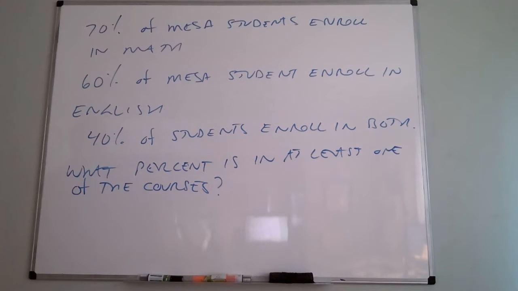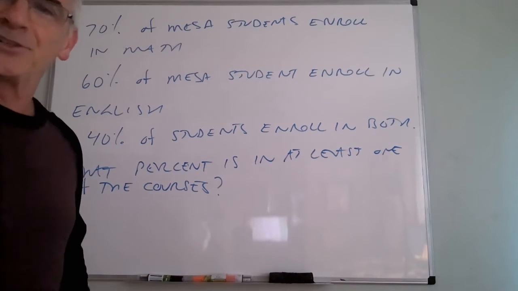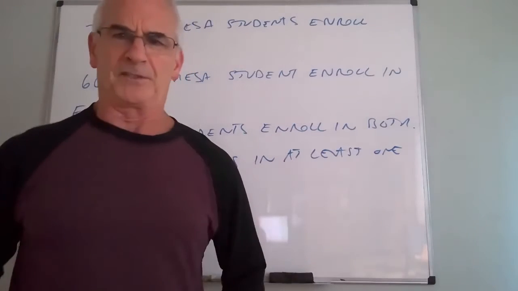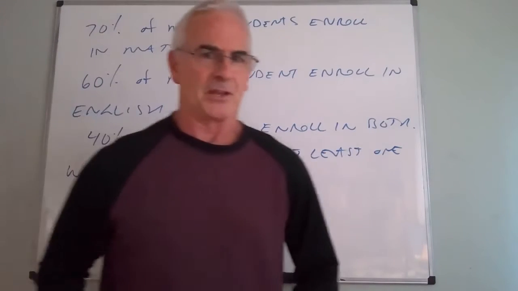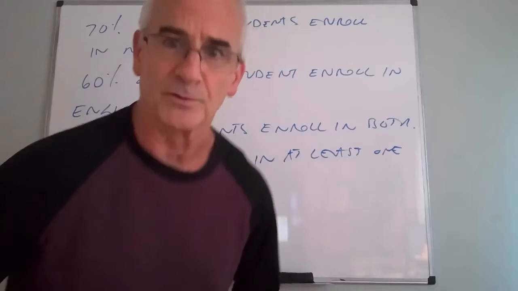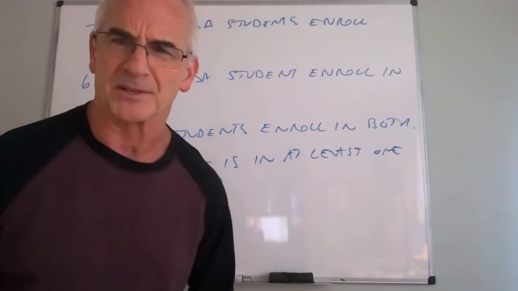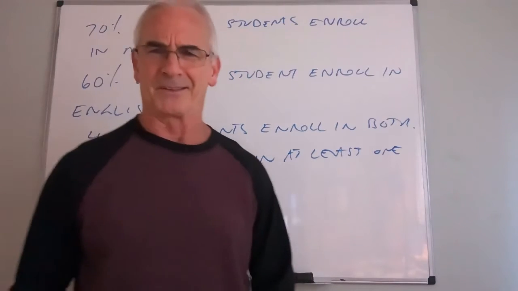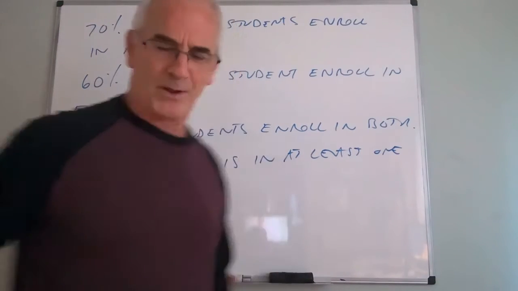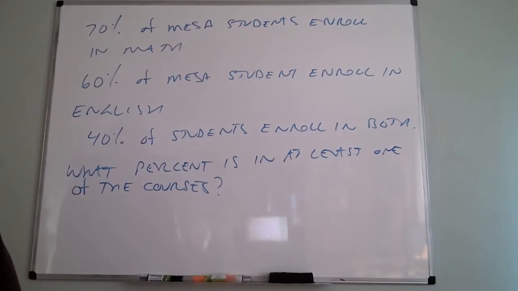Well, one thing we know about probability is probability cannot exceed 1. So if I said, well, if 70% of the people are in math and 60% in English, then 130% of the students are in, wait a minute, that doesn't make any sense. I can't have 130%. That no work, as my wife would say, that no work. So how do we do this?